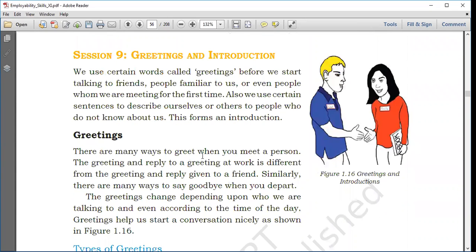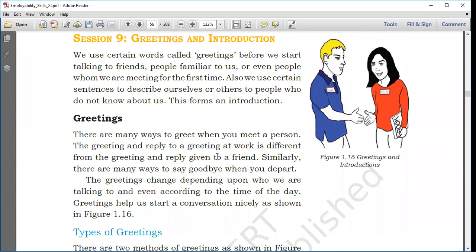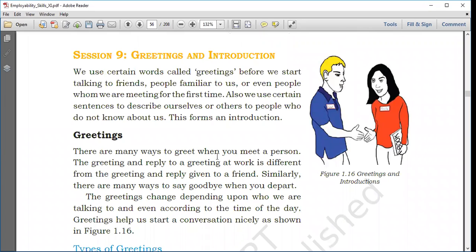Moving further, greeting and introduction, again a very important part of communication. Whenever we want to communicate, different words of greetings can be used, and it's always better to use these kinds of words because it adds to the effect of communication, right?